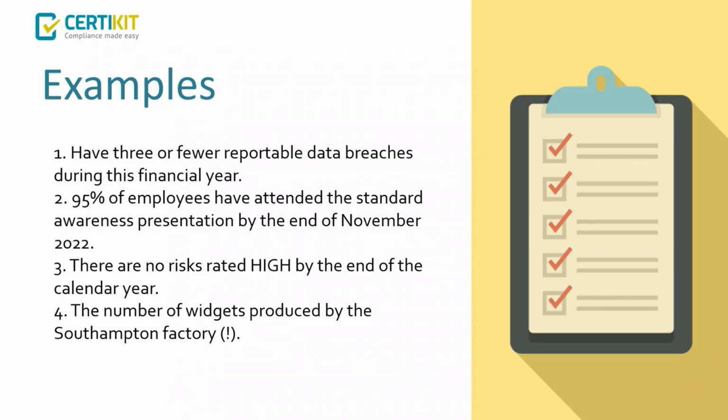Number 4: number of widgets produced by the Southampton factory. Now, this has an exclamation mark at the end, basically because this isn't really an objective. Again, going back to my point about measuring versus objectives, this is really a measurement.